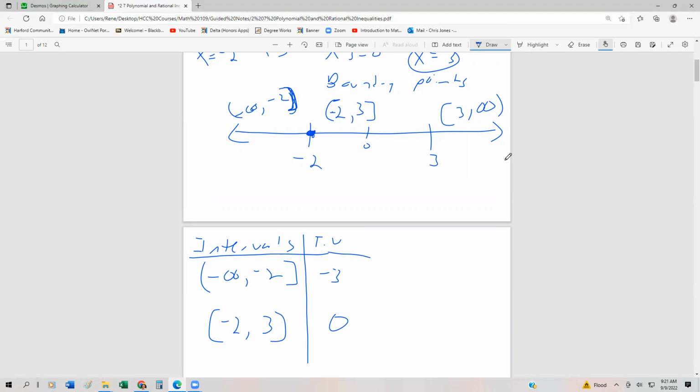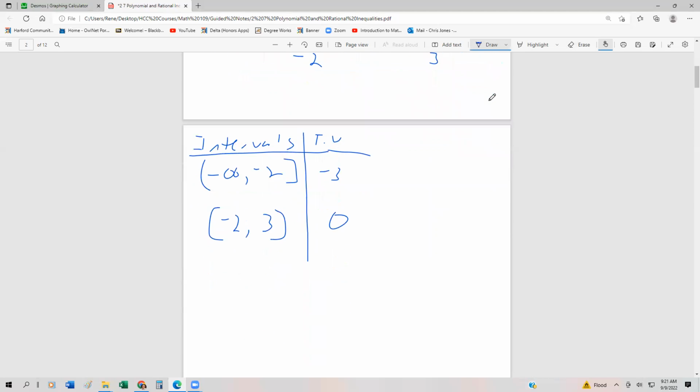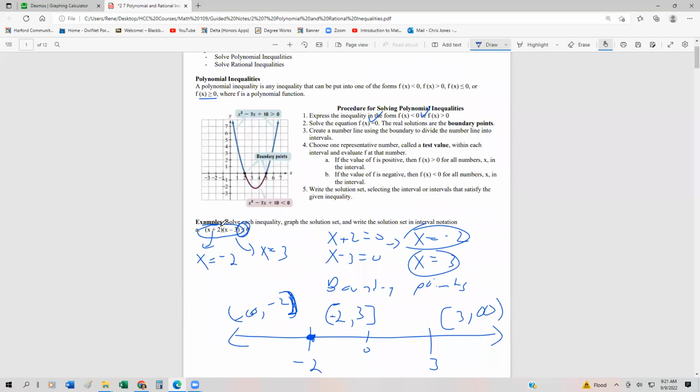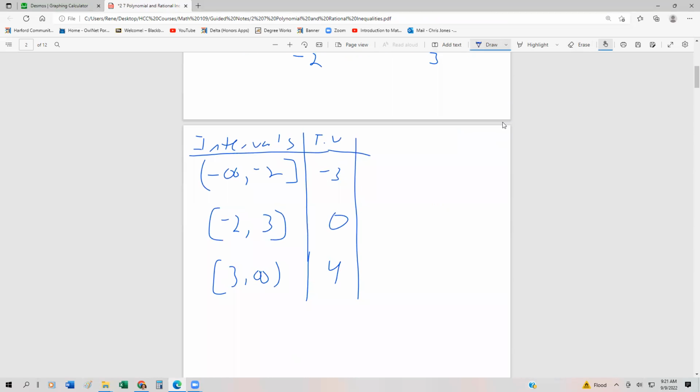Now I'm going to pick 0, and we should always try to pick 0 whenever we can, because that's one of the easiest numbers to work with. And then finally, the last interval that we had was from 3 to infinity. Might as well just pick 4. And always try to pick numbers that are easy to work with. Now we're going to see what happens when we substitute these test values back into the inequality.